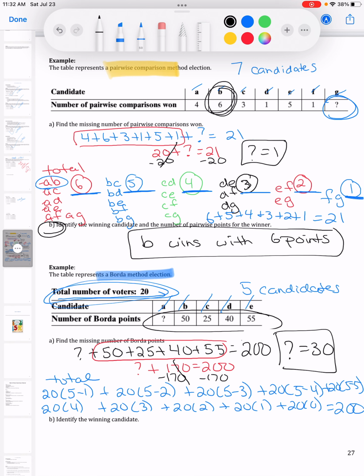Part B is the easiest one. It's the winner. The winner's the highest one. So E wins, I'm going to go ahead and say, with 55 Borda points.